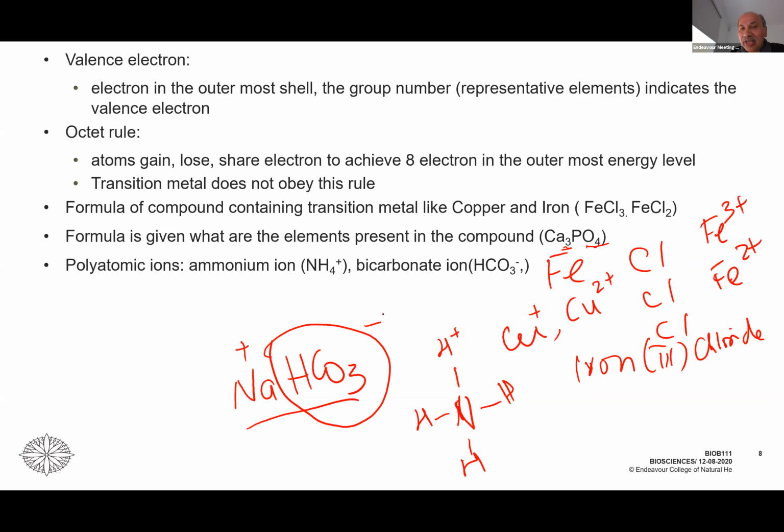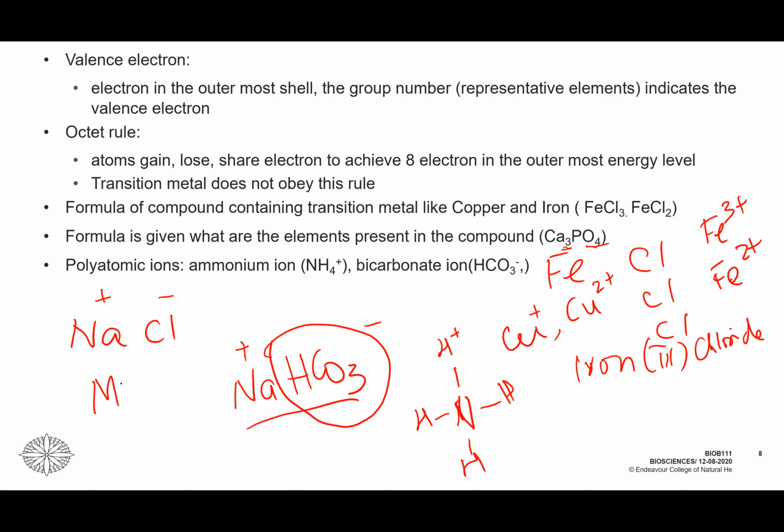So when you write a compound, the charge should balance. Like for example, sodium chloride, sodium and chlorine. Sodium is in group 1, one positive charge. Chlorine in group 7, what is the charge? Negative. A negative charge. So that's why the correct formula for sodium chloride is NaCl.